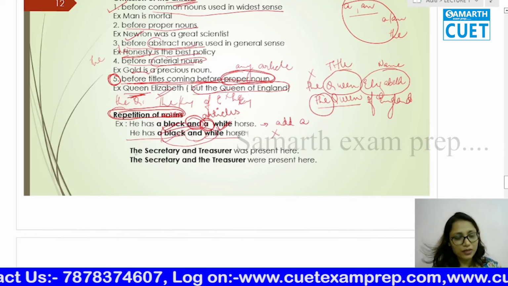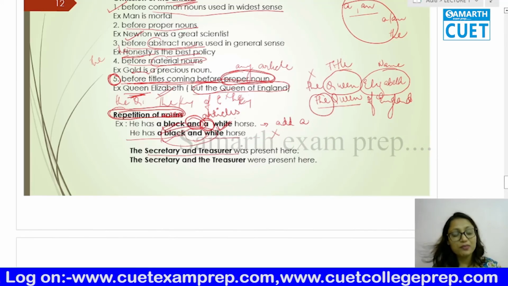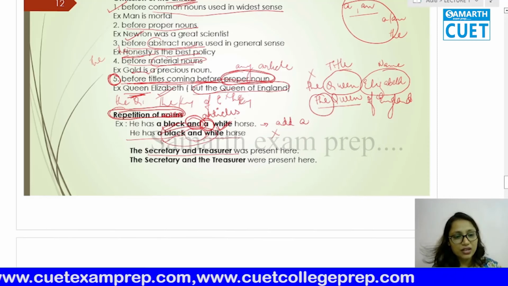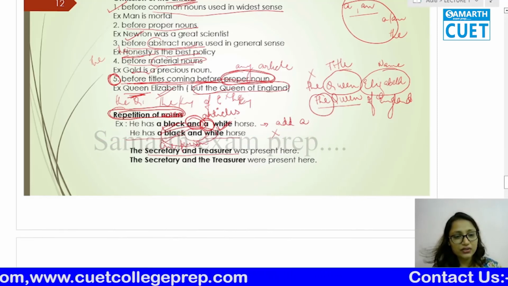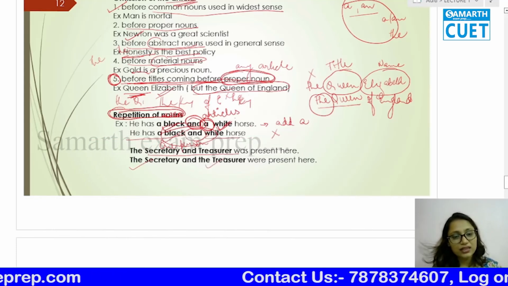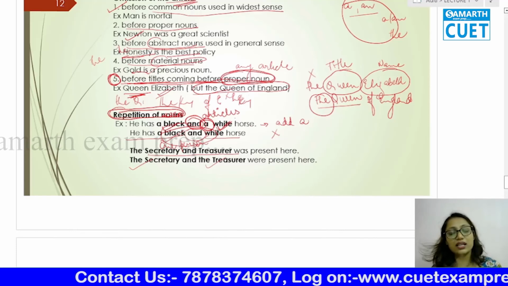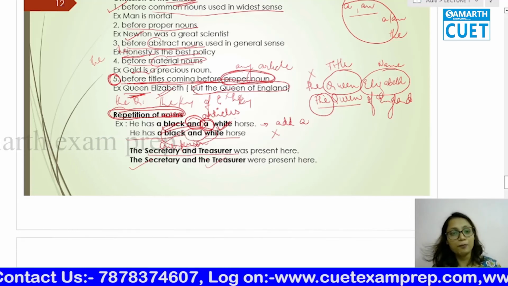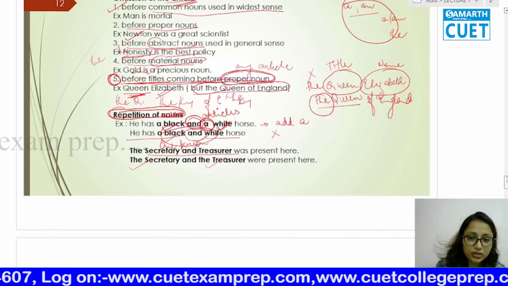Now you see here, the secretary and treasurer was present. That means we are talking about one person. That single person is the secretary and treasurer. But when we say the secretary and the treasurer, that means two persons. One is the secretary and one is the treasurer, and they both were present here. Okay. So I hope you understand what I wanted to tell you.